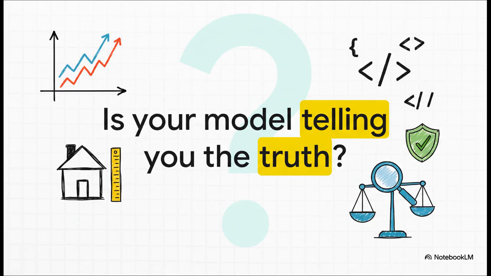A few lines of code and poof, you've got predictions. But how do you really know if those predictions are reliable, right? How can you be sure the story it's telling is the true story?